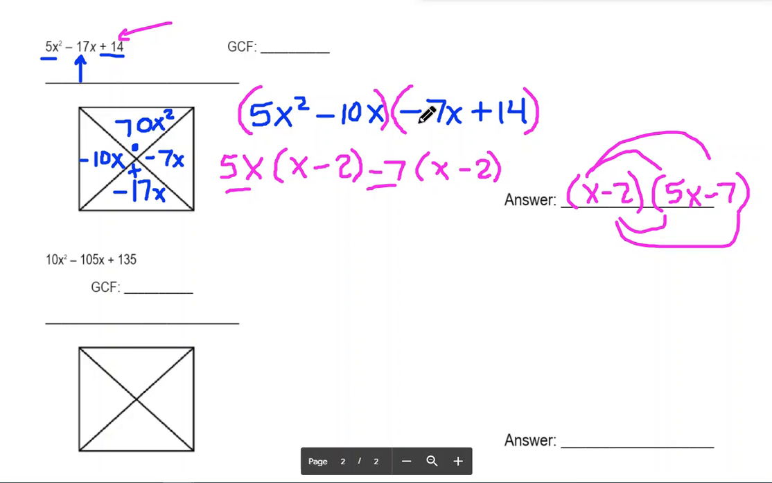But that is how we factor by grouping. So the first thing you want to do is look for a GCF, and then you multiply your first and last terms together. And then you want to see what times what gives you that number, but adds to that middle number. And then after that, you're just grouping your first two terms and your last two terms, and you're finding the GCF of both, and then that's how you find your answer.